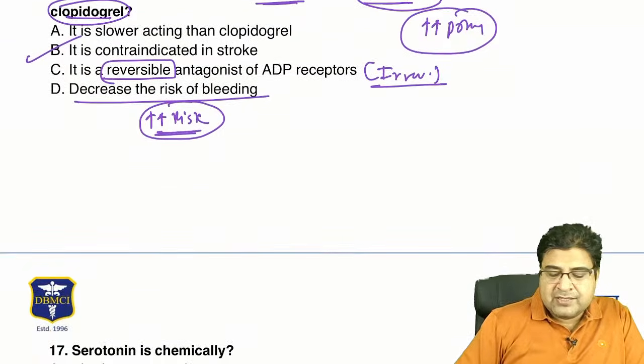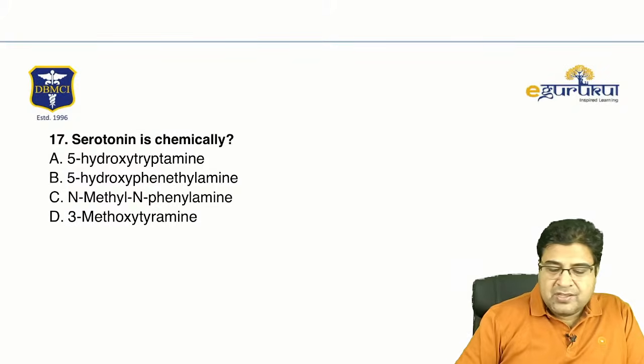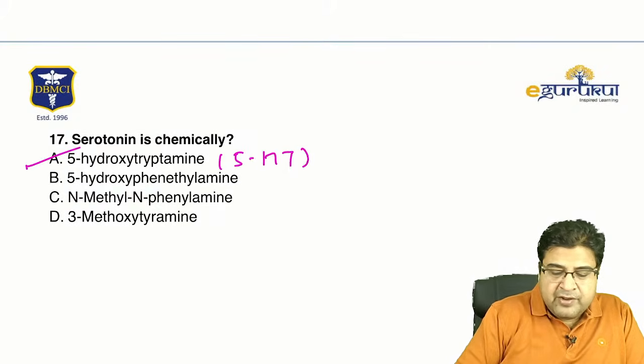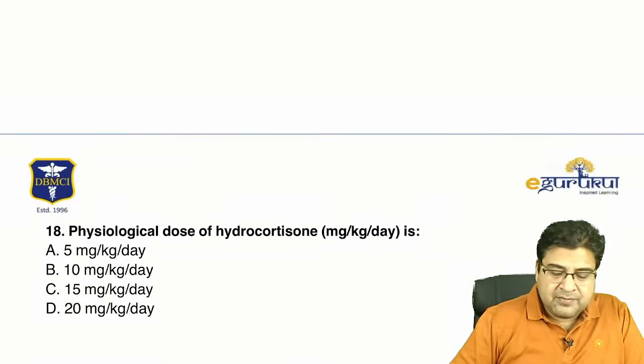Question 16, answer is B. Now, what is serotonin and why are they putting the biochemistry questions? Serotonin is 5-hydroxytryptamine. Answer is A. Question 17, answer is A.